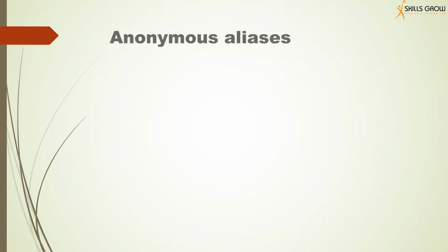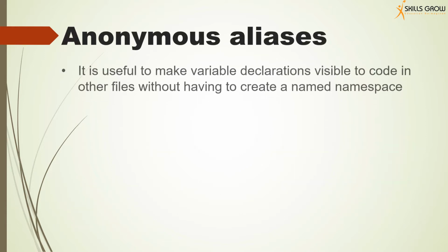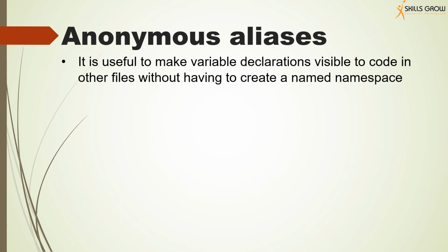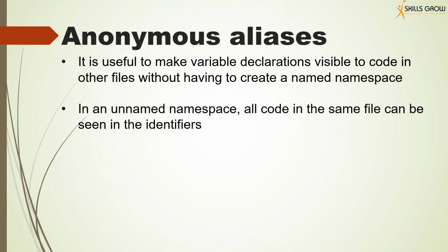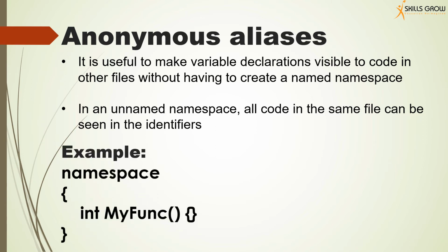Anonymous namespace. It is useful to make variable declarations visible to the code in other files without having to create a namespace. In an unnamed namespace, all code in the same file can be seen in the identifiers. Here is an example program for anonymous namespace.